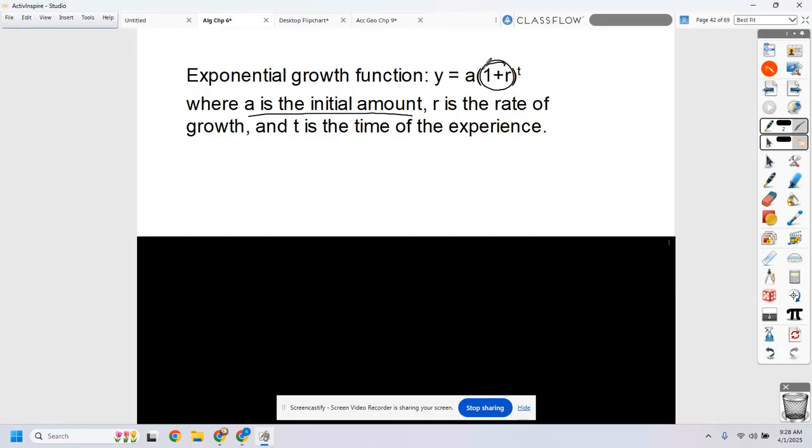Now the rate does have to be as a decimal. So if I have 3%, how do I change 3% to a decimal? I think most of you talk about dividing by 100. I talk about moving the decimal place. Either way, you'll get the same thing. 0.03 would be the amount you would need to use for the rate. And then t is always the time, the time that you're going to do it.